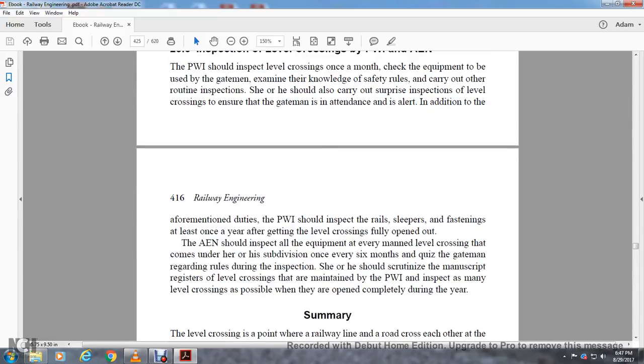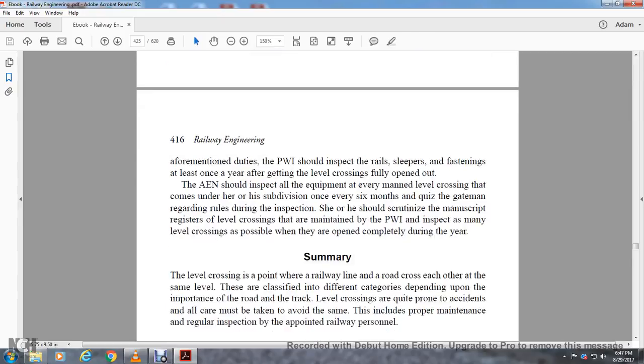The assistant engineer should inspect the equipment of every unmanned level crossing that comes under his or her subdivision once every 6 months. Quiz the gateman regarding the rules during inspection. He or she should scrutinize the manuscript and the register of the level crossing maintained by the permanent way inspector, and inspect as many of the level crossings as possible when they are opened out completely during the year.